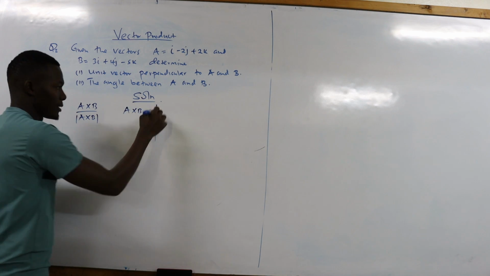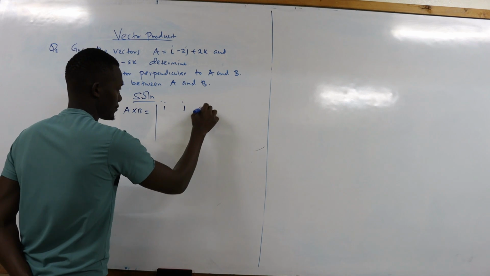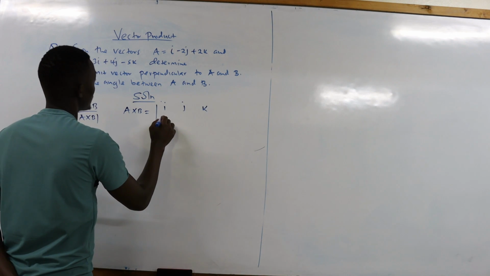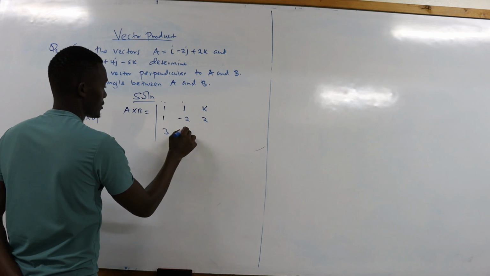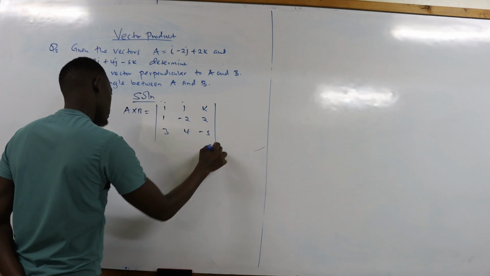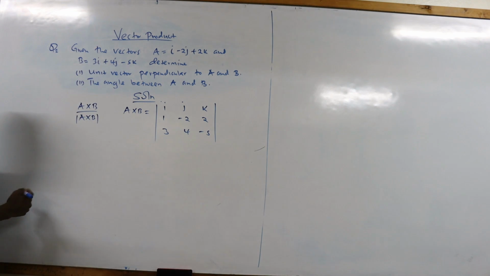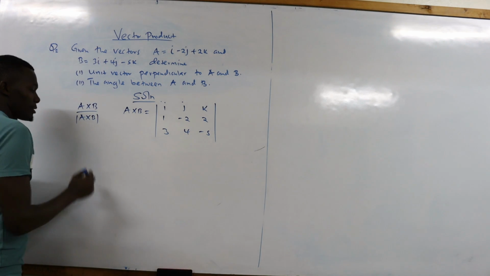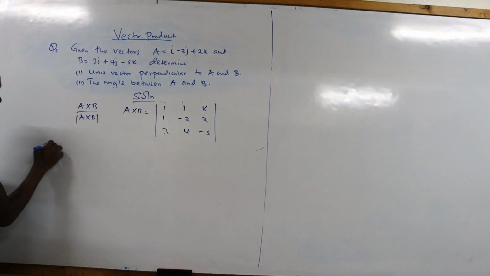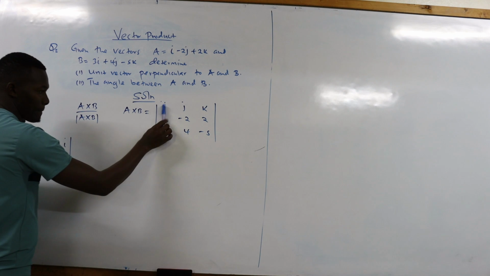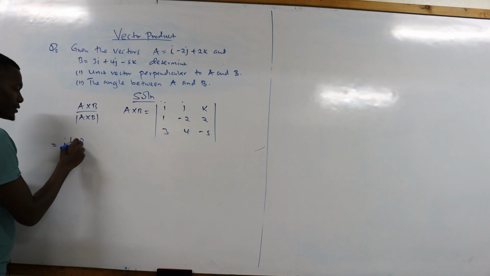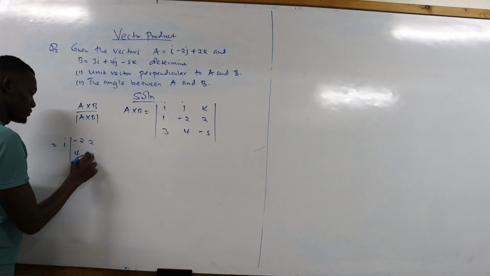We know it is given by i, j, k. Then we have 1, negative 2, 2. Then we have 3, 4, negative 5. Remember, this one is the determinant. I'll take my i, cross this and this. So we have negative 2, 2, 4, negative 5.